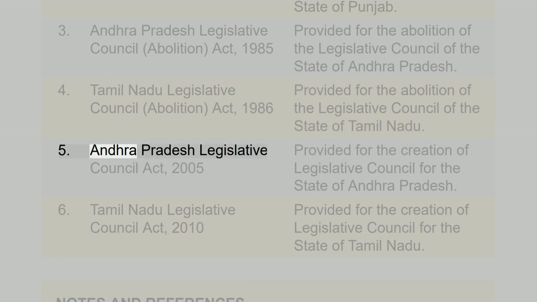5. The Andhra Pradesh Legislative Council Act, 2005 provided for the creation of a Legislative Council for the State of Andhra Pradesh. 6. The Tamil Nadu Legislative Council Act, 2010 provided for the creation of a Legislative Council for the State of Tamil Nadu.